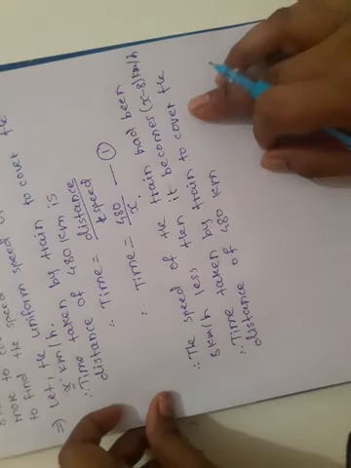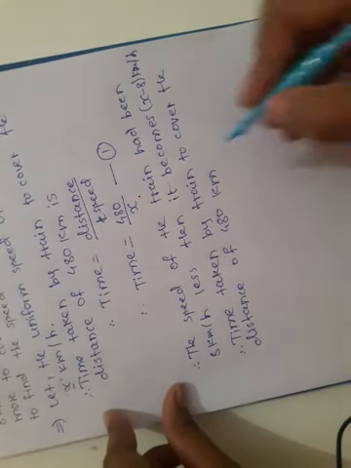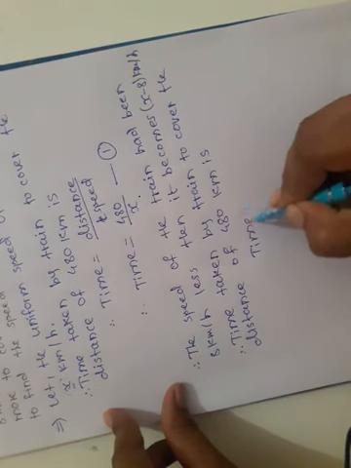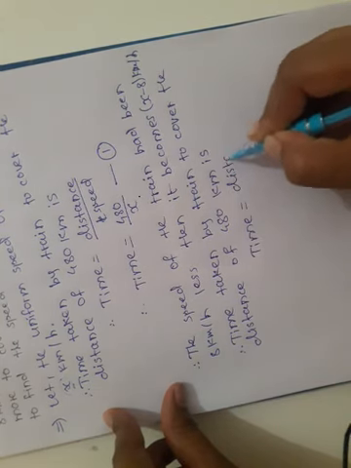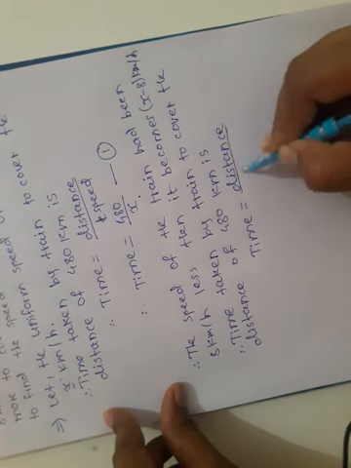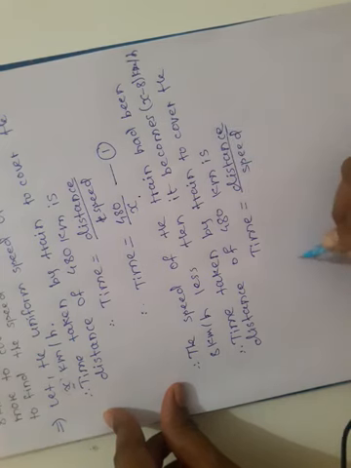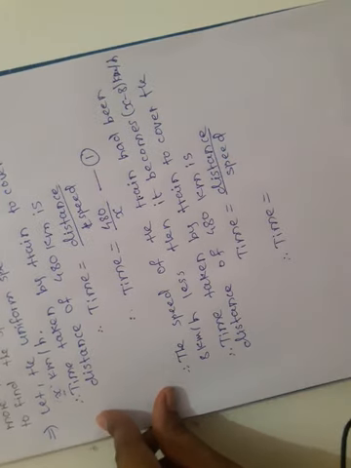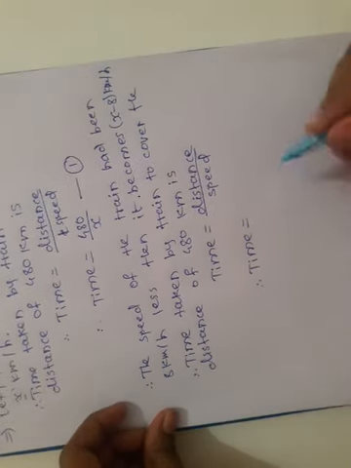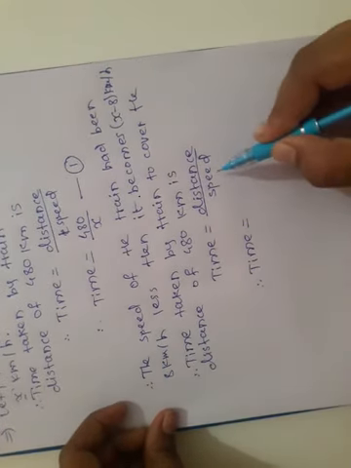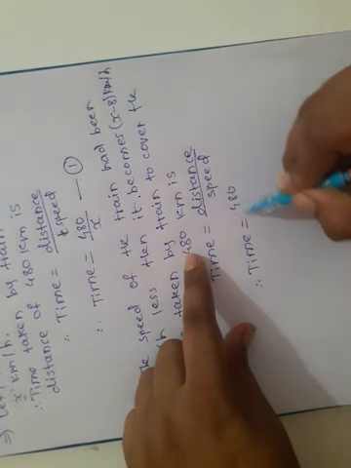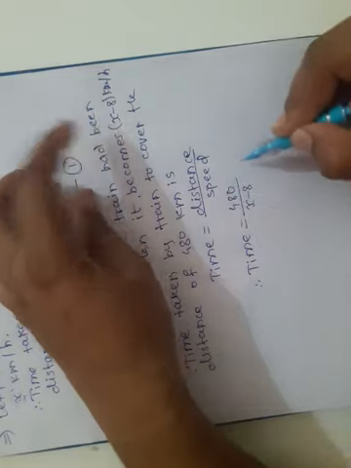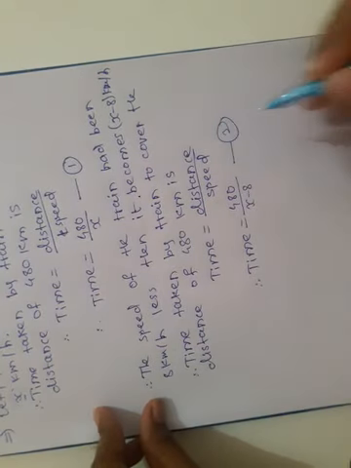So time taken by train to cover the distance of 480 kilometer is, obviously again, time is equal to distance upon speed. Distance is same, 480 kilometer, but speed is different, so speed is x minus 8. So time is 480 upon x minus 8. This is our equation number 2.